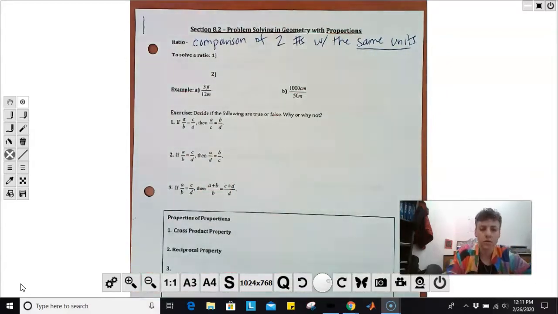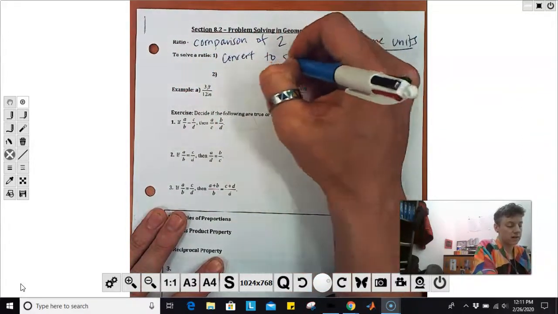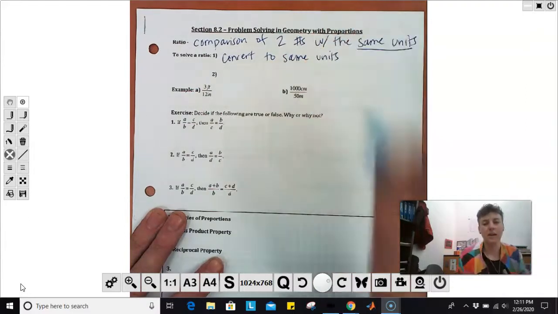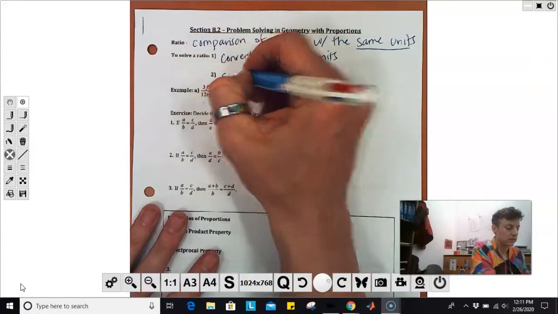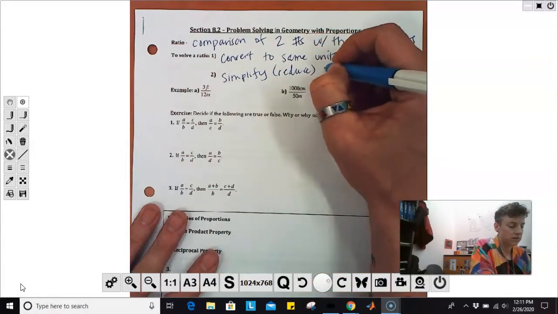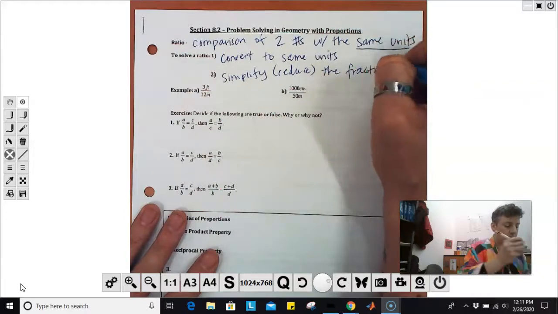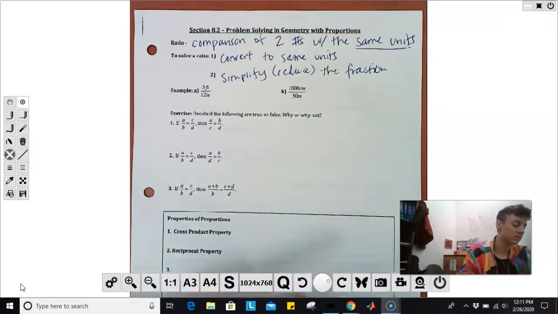All right. So to solve a ratio, you're going to get the units to be the same. So convert to the same units. And then you're going to simplify or reduce the fraction. So let's look at some examples. Example A, we've got 3 feet over 12 inches. We've got a comparison of two numbers, but they're not in the same units. So let's make them in the same units.